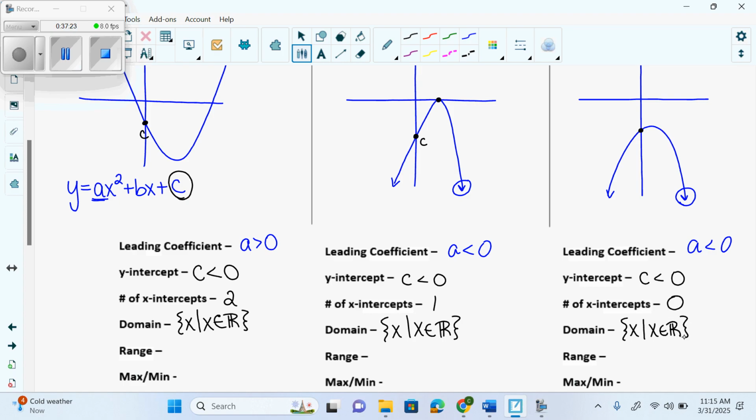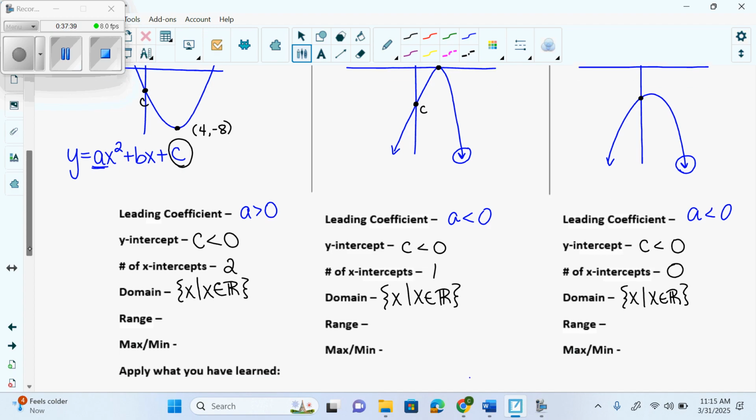Now, in order to get our range, we have to say it's greater than or equal to some sort of value, or less than or equal to, correct? So this one has a minimum. Let's say the minimum is at (4, -8). So we know this one has a minimum at (4, -8). So what's the lowest this graph goes to? -8 or higher, or greater, correct?